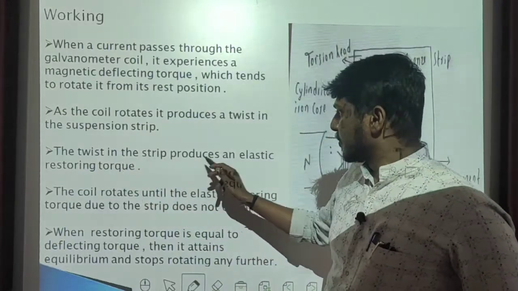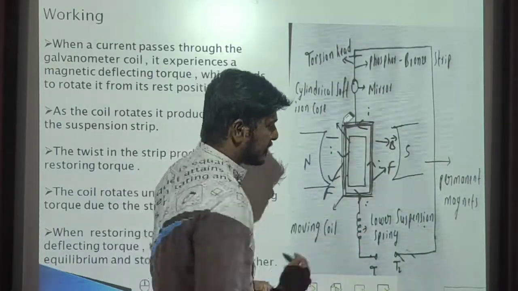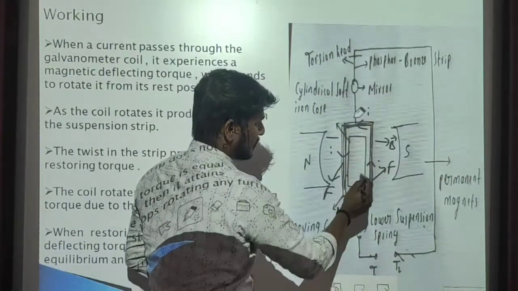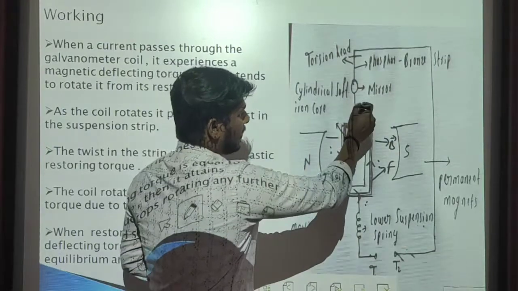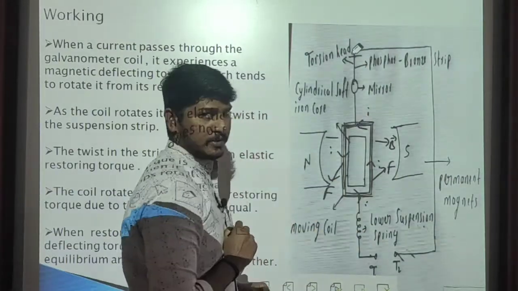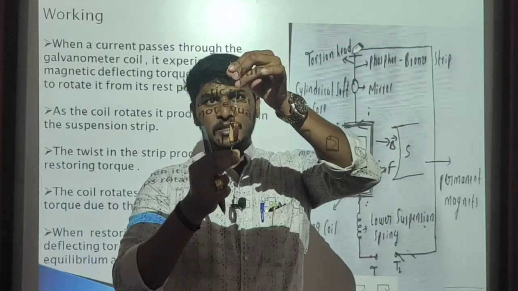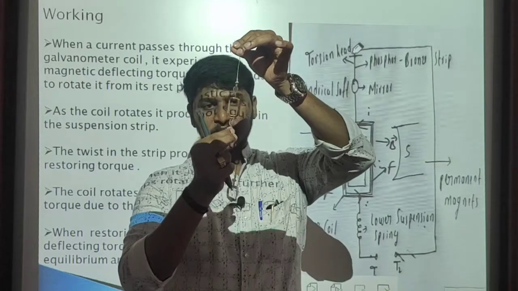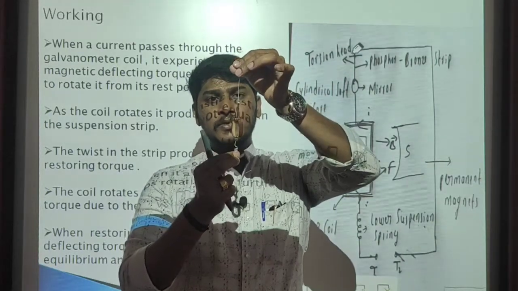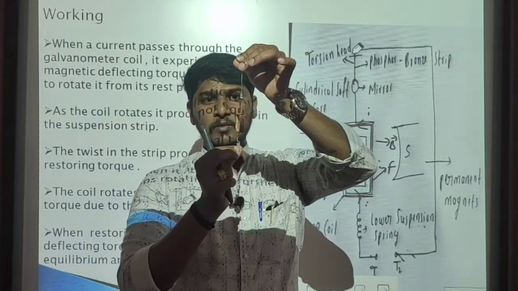Now let us see the next point. A twist in the strip produces an elastic restoring torque. When the coil rotates, it produces a twist in the suspension strip, and due to the property of elasticity, a restoring force is developed in this strip. Here a restoring couple is developed. When this coil rotates, a twist is produced in the phosphor bronze strip and in the suspension spring, and due to the property of elasticity, a restoring force is developed in the strip.